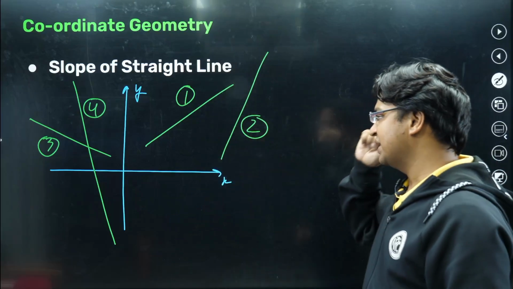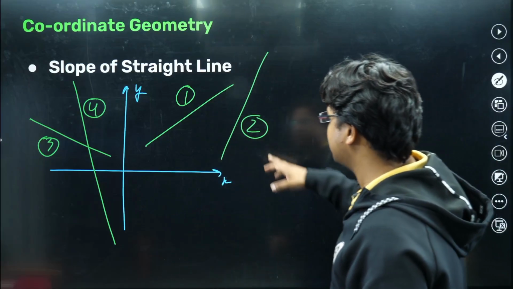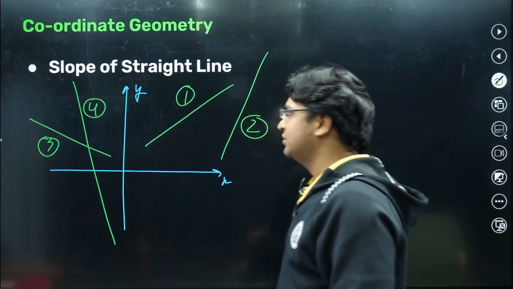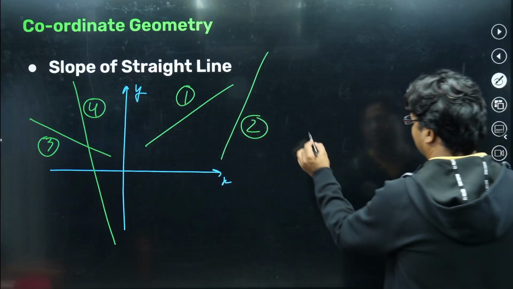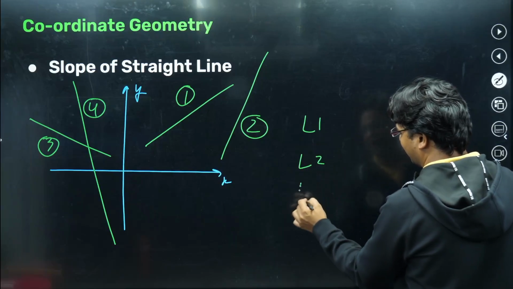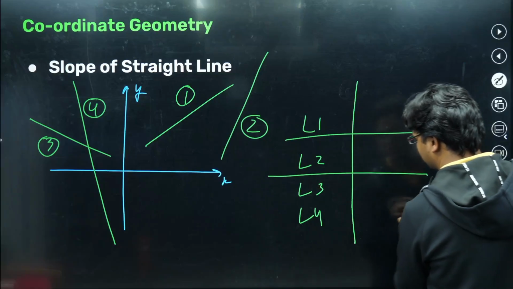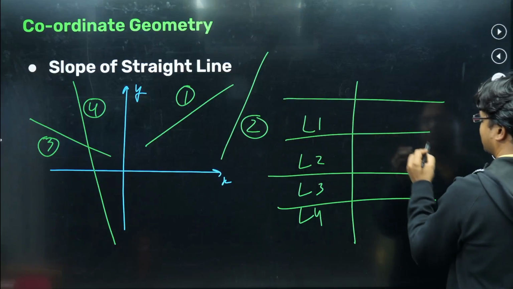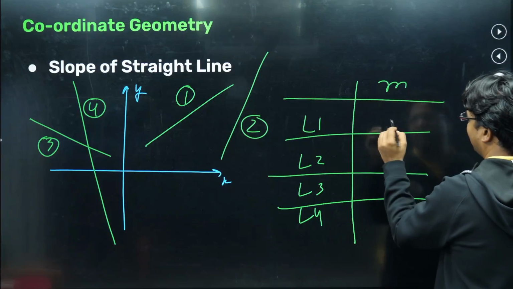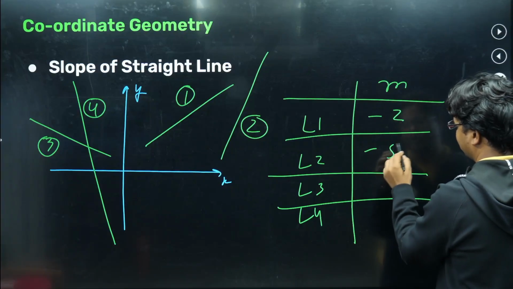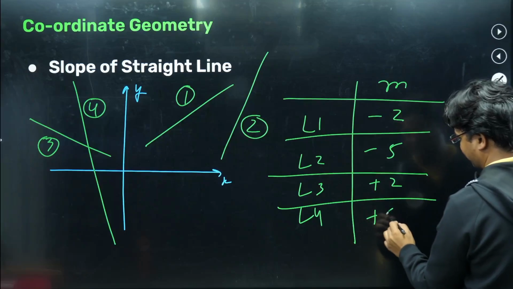The remaining 2 has negative slope. The 2 positive slopes are 1 and 2. The 2 negative slopes are 3 and 4. Now, if I make a column match, like I am writing 4 values of slope, you have to match them. So one place we have -2, -5, let's say +2 and +5.